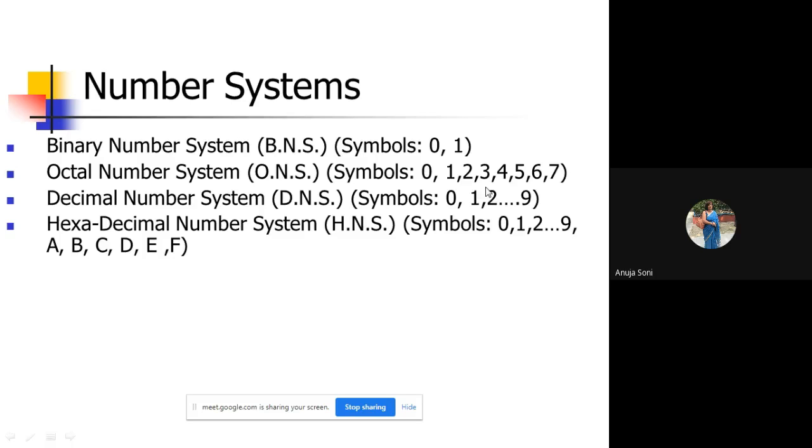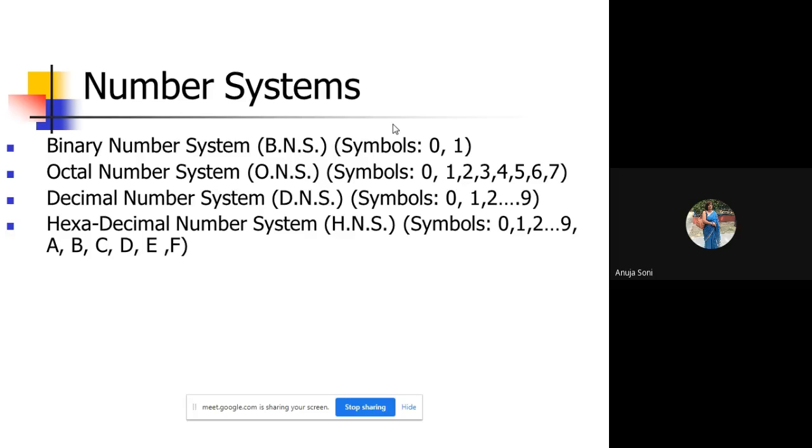In a similar manner, if we talk about the binary numbering system, only two symbols are available: 0 and 1. Why do we talk about the binary numbering system? Because the computer understands only the language of zeros and ones. The system does not understand any other language.